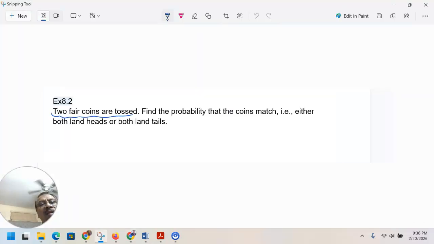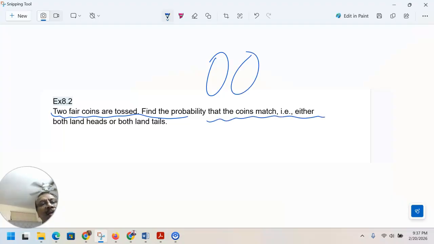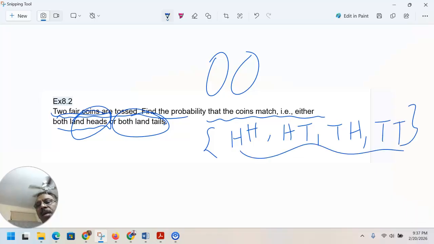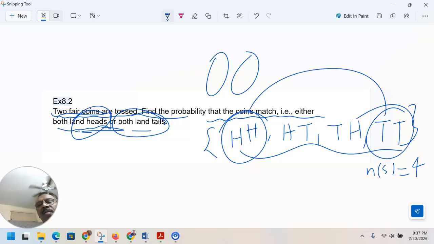So when two coins are tossed, what are the chances that either both heads or both tails? So remember when you toss two coins, what are the options? Head, head; head, tail; tail, head; and tail, tail. So these are the options, right? So altogether there are four. So this is n of S is 4. And they're asking you both heads or both tails. There are two of them, see?